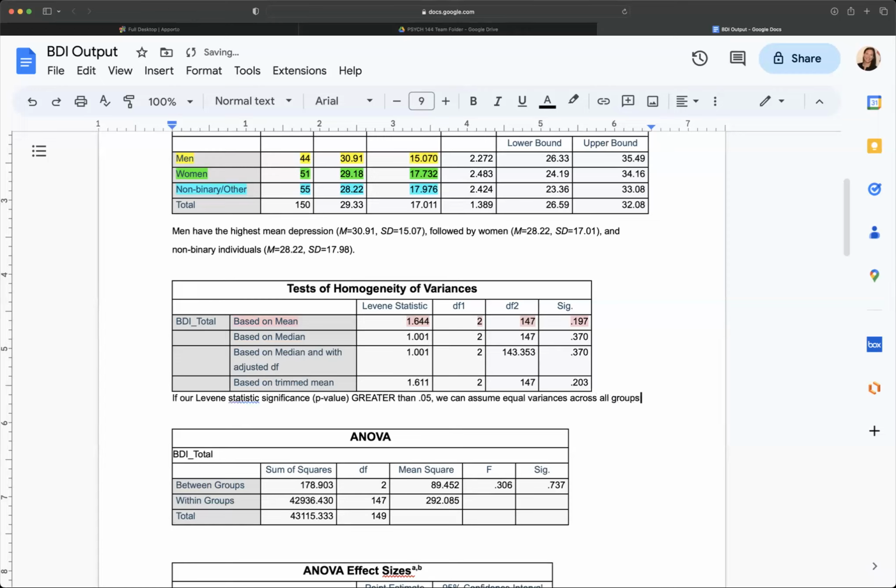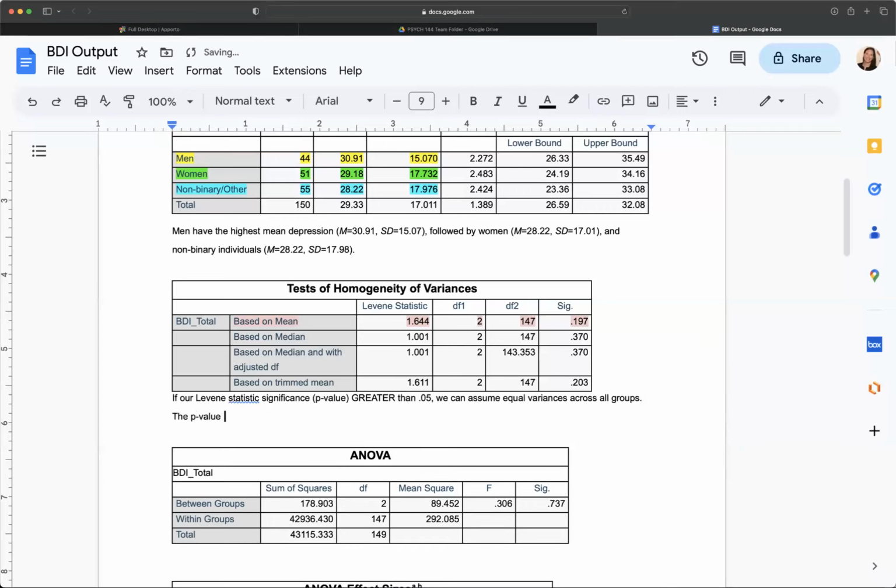For this one, again, it's similar to the independent samples t-test. Our significance, our p-value, is 0.17. So the p-value here is 0.1, I'm going to round up, so 0.20. So we can fail to reject the null that there is no difference. This is just for the Levene test. So this is just to identify that we can use this.